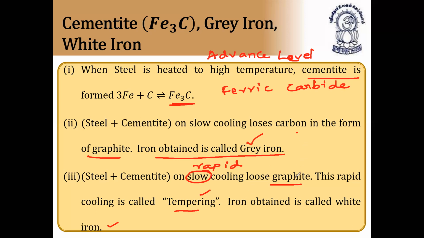These irons, gray iron and white iron, are used in construction purposes of buildings in the form of steel. This modified steel is used for constructing pillars.